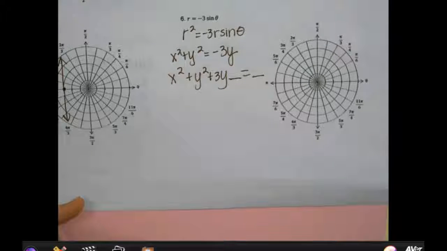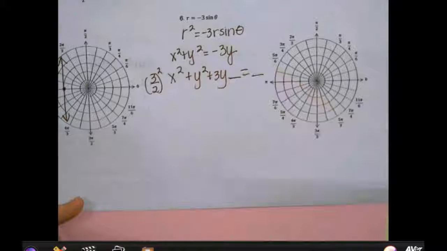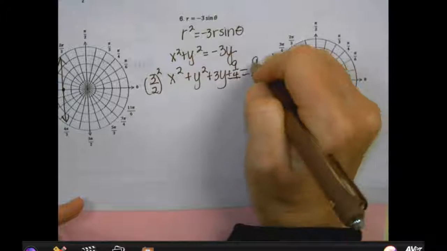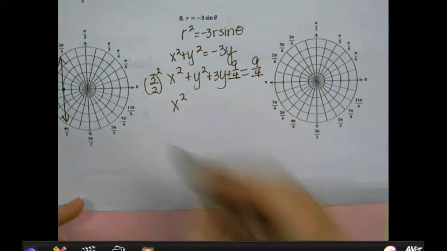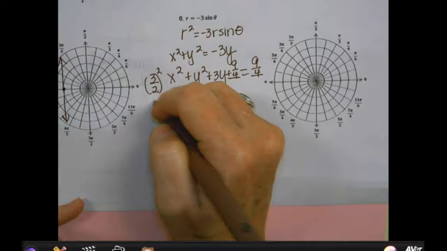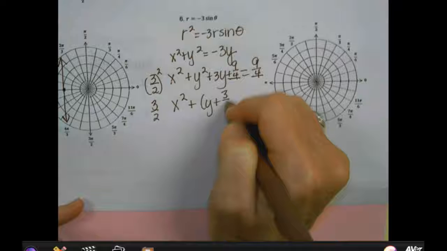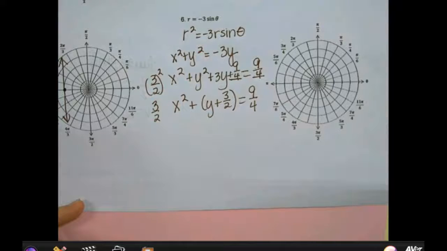So b over 2 is 3 over 2, and I need to square it. So it is 9/4. So I'm going to put plus 9/4, and I'm going to add 9/4 over here. So now I have to write it as a perfect square, and the perfect square is b over 2. So that's just 3 over 2. So I'm going to have y plus 3 over 2 equals 9/4. Oh, wait, this is squared also. Sorry.